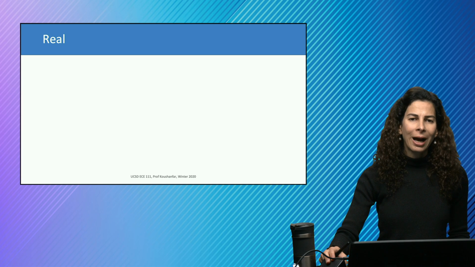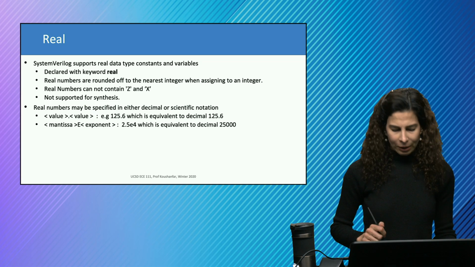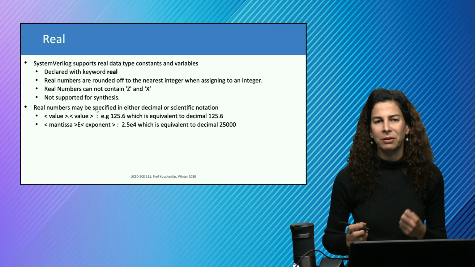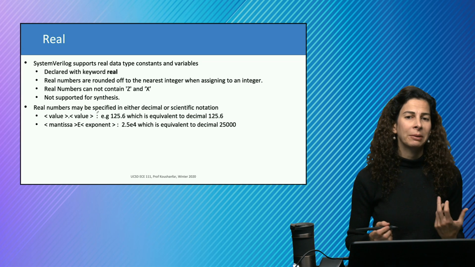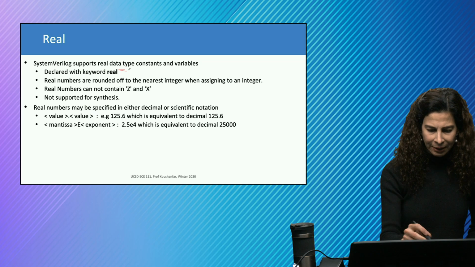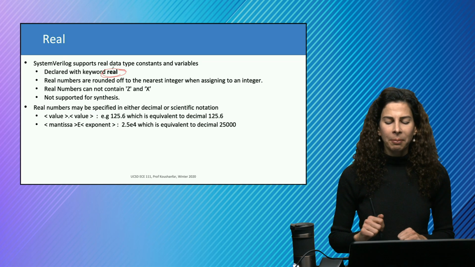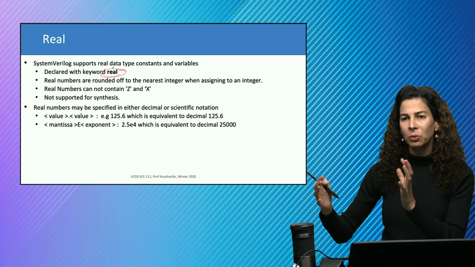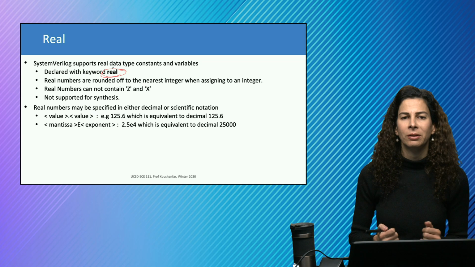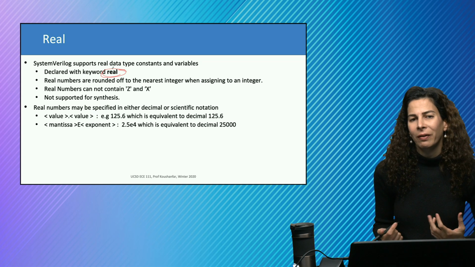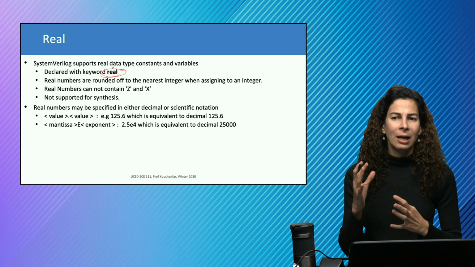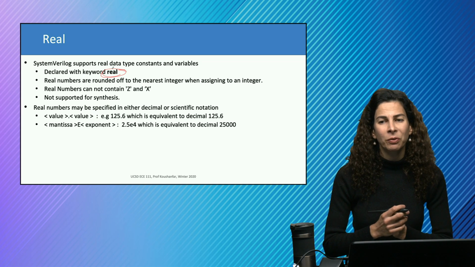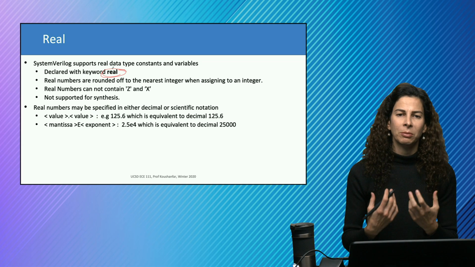We could also have the real construct. Since SystemVerilog is a higher level language, it also gives us the capability of defining real numbers. These real numbers can be declared using the keyword real, as can be seen here. But if you assign this real value to an integer, it's going to round this real value to the closest integer. And because it's not an integer value, it's not going to contain don't care or a high impedance value. This is not a hardware synthesizable construct. It's only for simulation purposes.